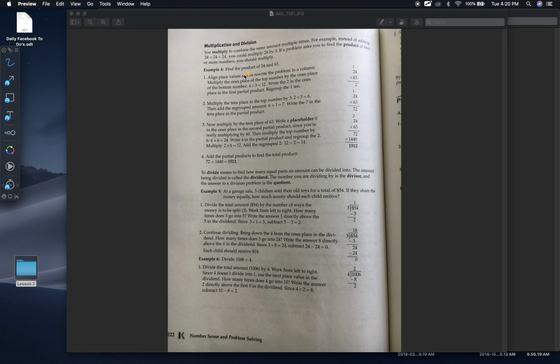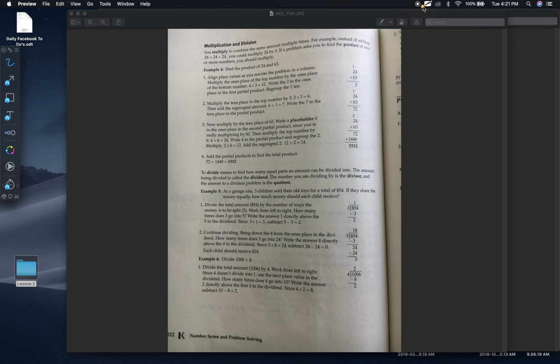Example 4, find the product of 24 and 63. The product is like the sum to an addition problem. The product is the answer to a multiplication problem. Align place values as you rewrite the problem in a column. Multiply the ones place of the top number by the ones place of the bottom number. 4 times 3 equals 12. Write the 2 in the ones place in the first partial product. Regroup the 1 to the tens. So again, you do regroup here as well.